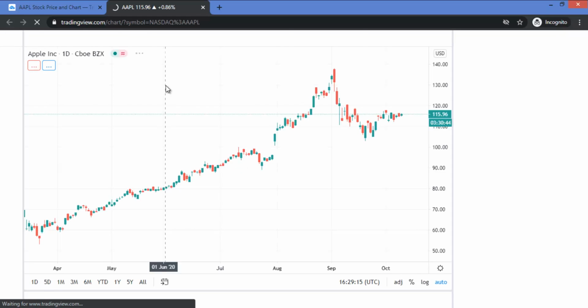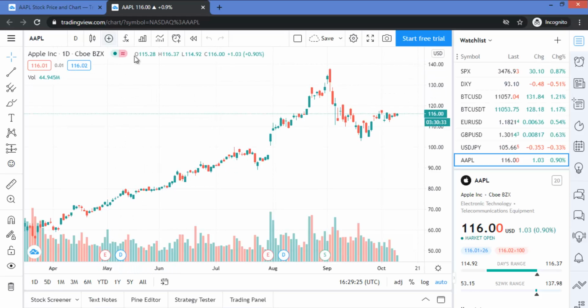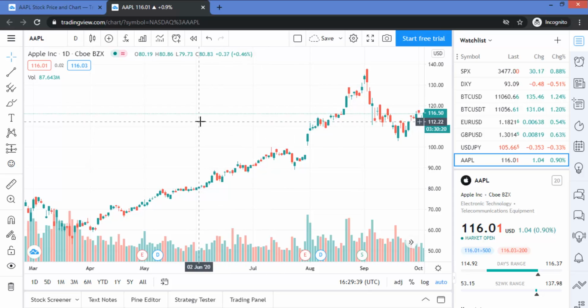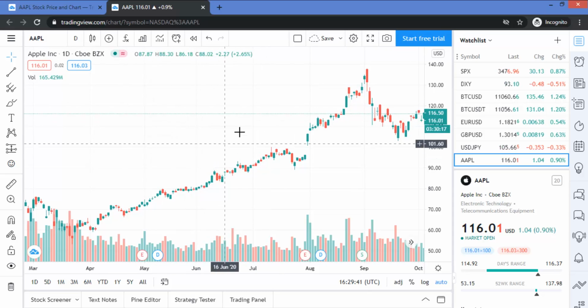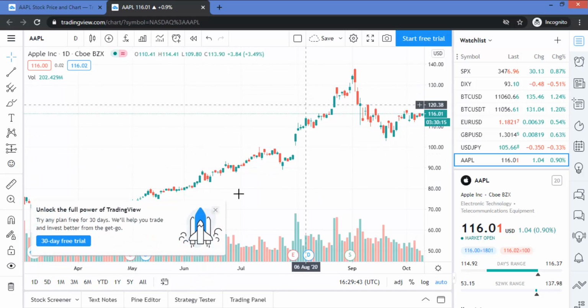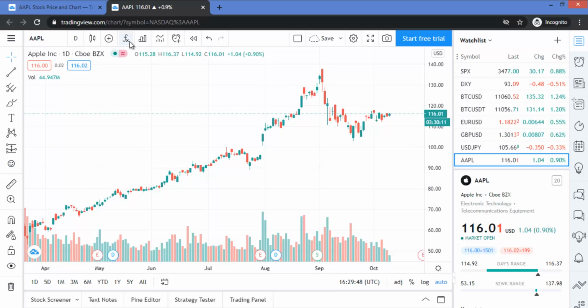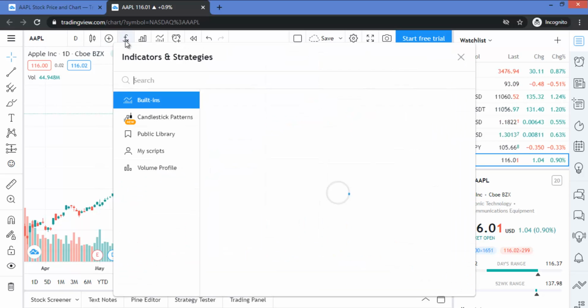Okay, so let's take a look at the full feature chart of TradingView. TradingView is extremely user friendly, and in the default TradingView, without creating any accounts, we get around three indicators that can be used in parallel. So this is the candlestick pattern that I have already selected for Apple. So let's take our indicator.